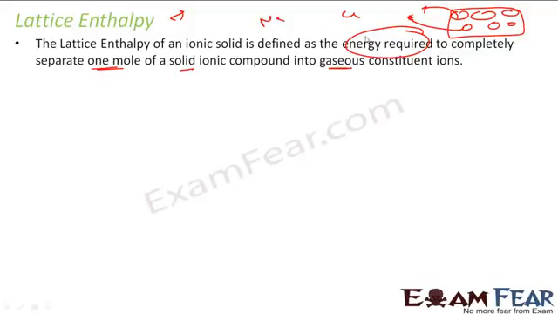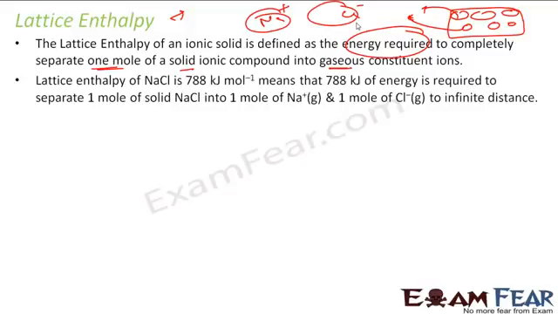Obviously, because when Na plus and Cl minus ions in gaseous form combine, they release energy to form solid NaCl. Now if you want to put it back to Na plus and Cl minus gas ions, you have to provide energy, and that is nothing but lattice enthalpy, right? So when I say the lattice enthalpy of NaCl is 788 kilojoule per mole, that means 788 kilojoule of energy is required to separate 1 mole of sodium chloride into 1 mole of Na plus and 1 mole of Cl minus gas to infinite distance, right?